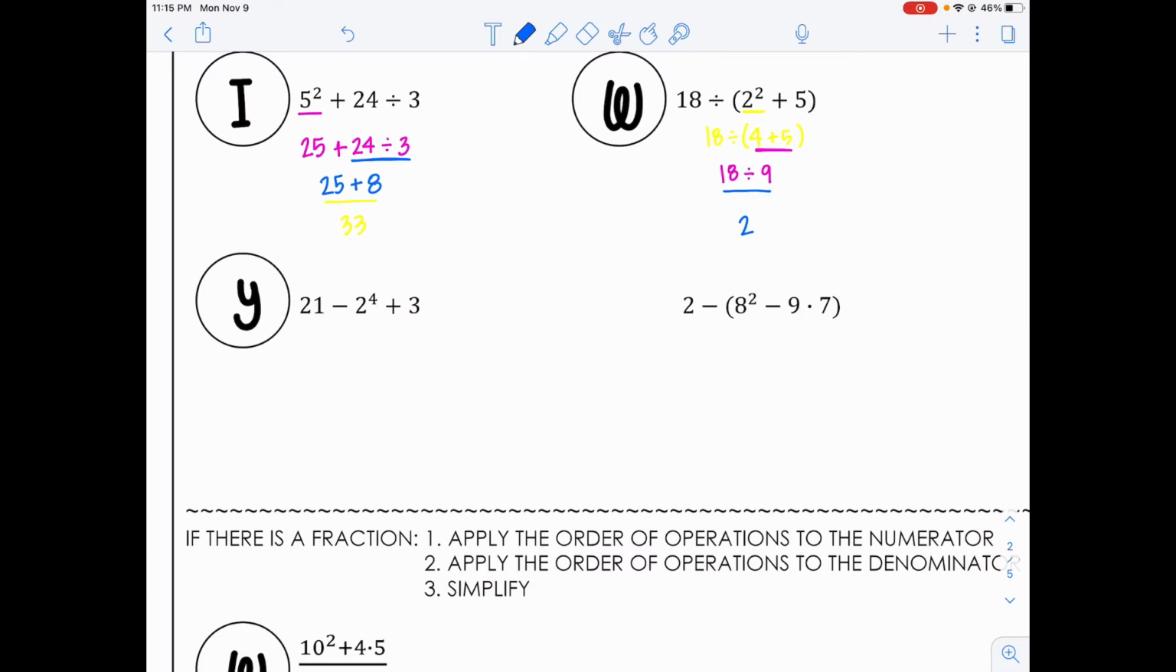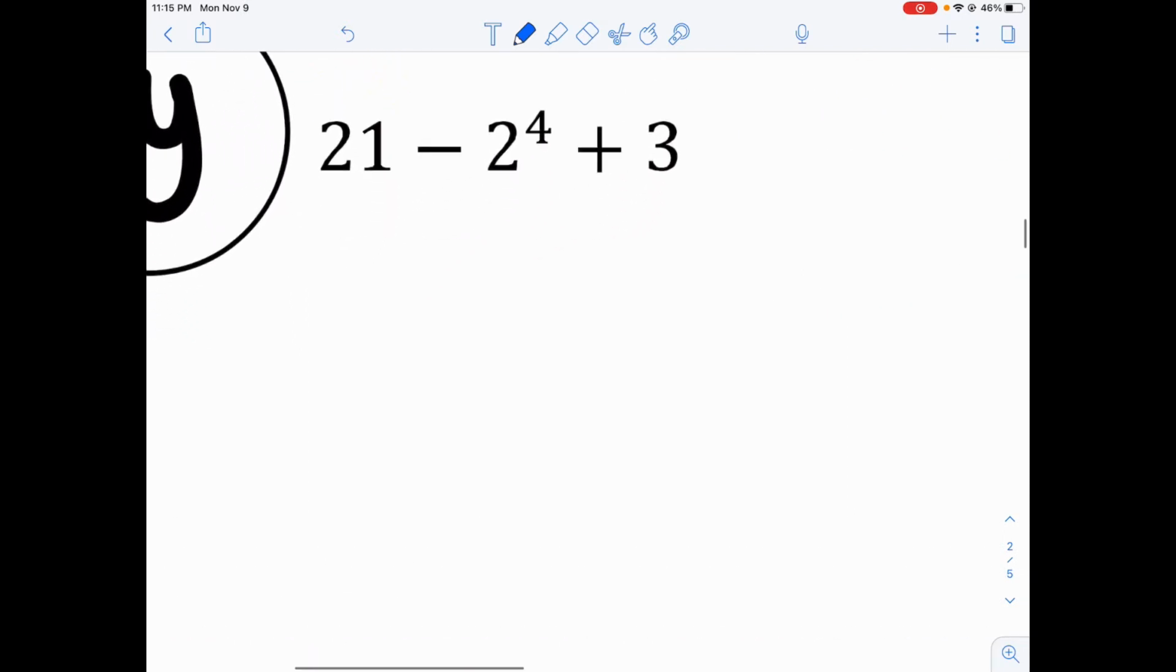All right, looking at Y. Order of operations, there are no parentheses, so I'm going to do what's next, which is exponents. I see I have an exponent in here, 2 to the 4th power. 2 to the 4th power is 2 times 2 times 2 times 2. 2 times 2 is 4, 4 times 2 is 8, 8 times 2 is 16. So 2 to the 4th power is 16, and I'm going to bring down everything else that I have not used yet.